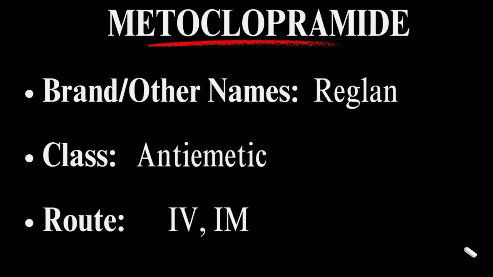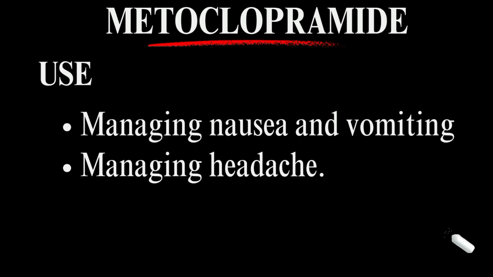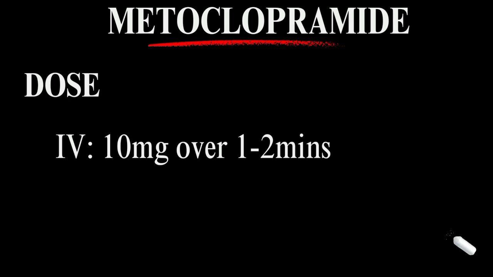Metoclopramide is sold under the brand name Reglan. It's an antiemetic and the route of administration is IV or IM. It's used in managing nausea and vomiting and also for managing headache. The dose is 10 milligram over 1 to 2 minutes.